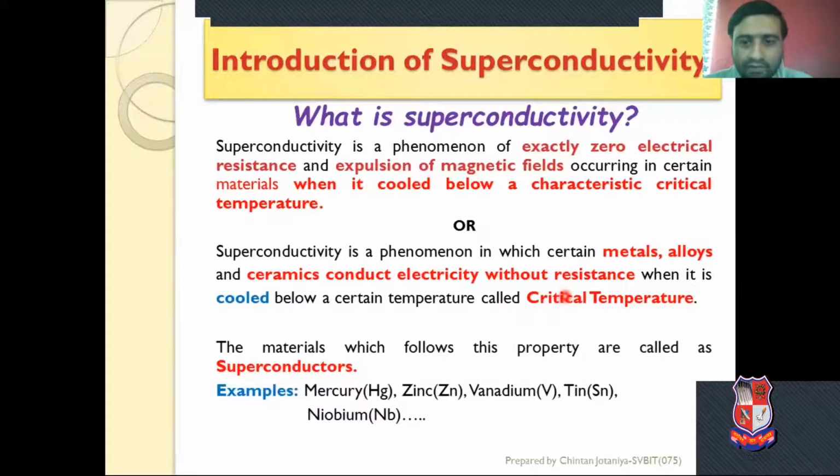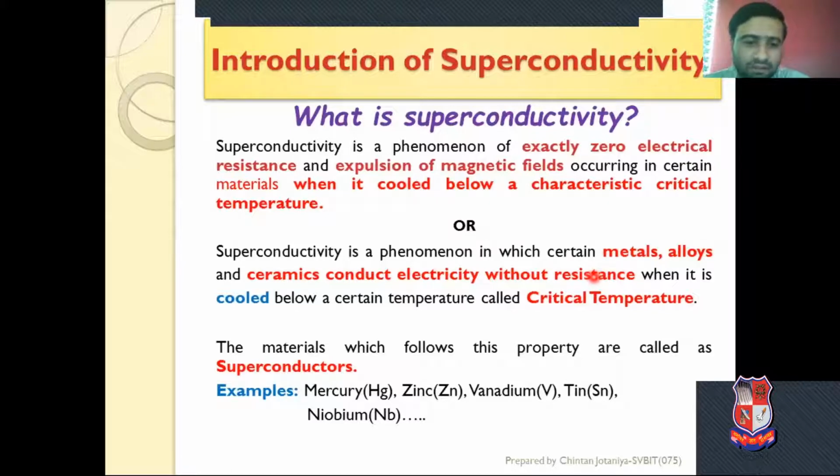And the materials which show these properties are called superconductors. Superconductors are the materials, and the property of these materials of showing exactly zero resistance is called superconductivity.